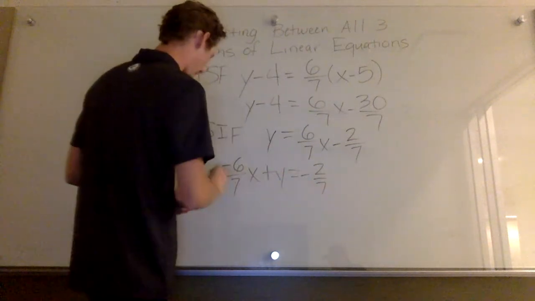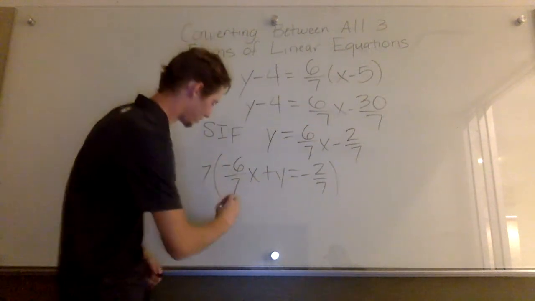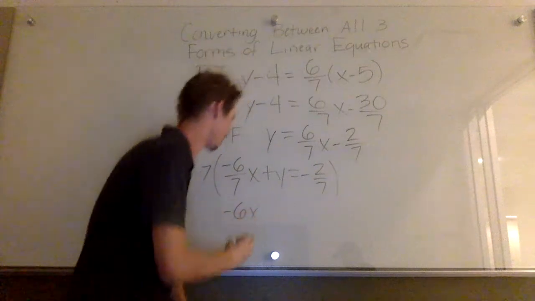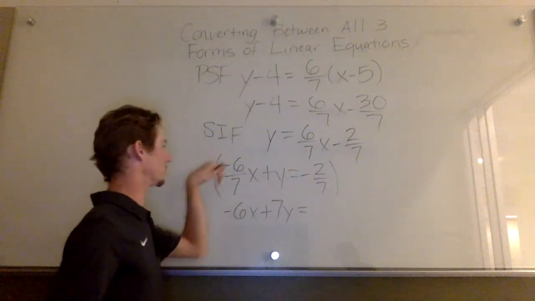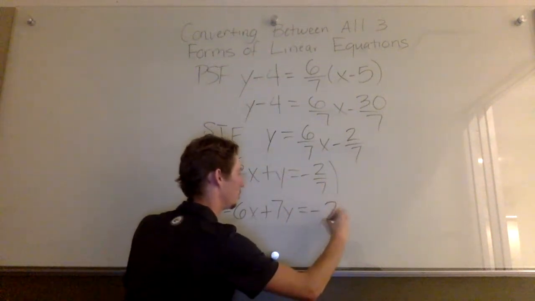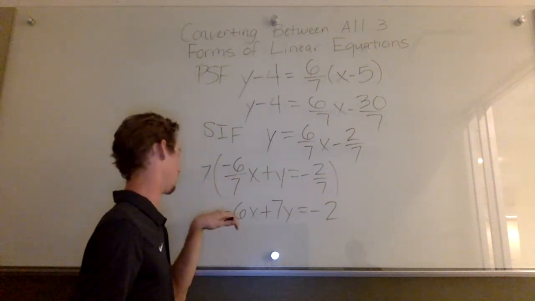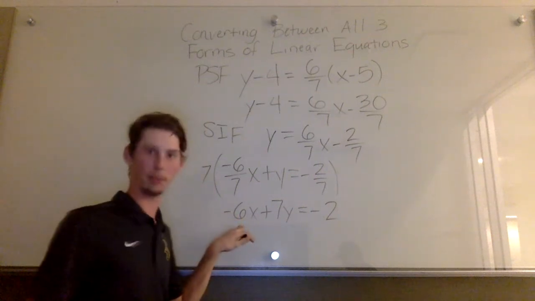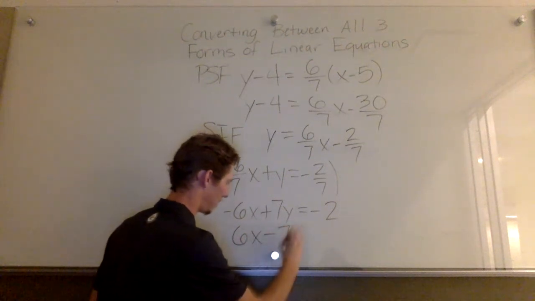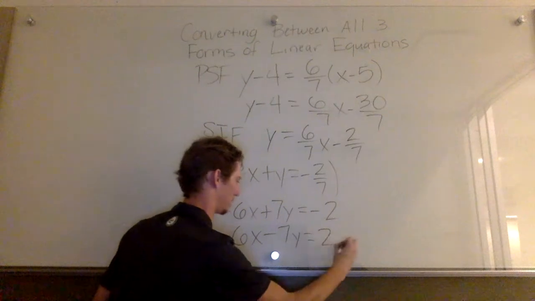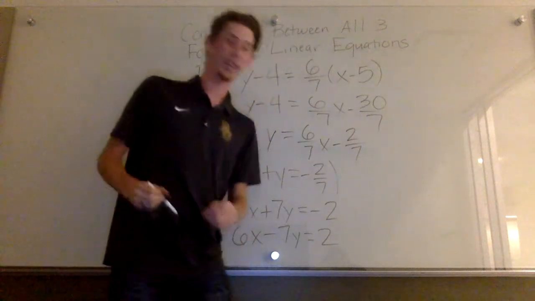So the denominator that we have here is 7, so we're going to multiply this whole thing by 7. The 7's cancel to give you a negative 6x, and the 7 times y gives you a 7y equals the 7's cancel over here to give you a negative 2. Well, that worked out pretty nice. It's not too bad. And then finally, to get our x coefficient to be positive, we're going to go ahead and just flip all of the signs so that it is positive 6x minus 7y equals positive 2. And that, ladies and gentlemen, is how it's done.